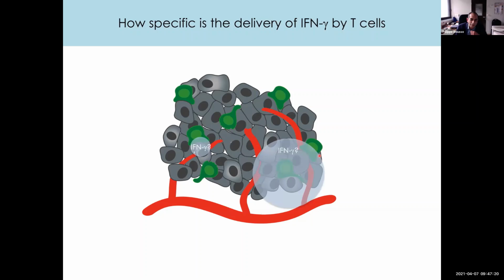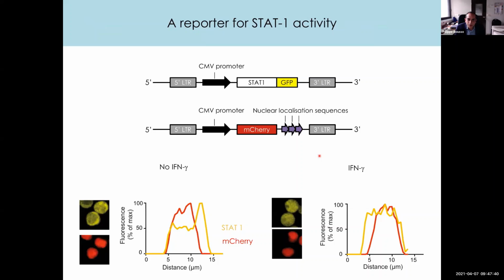A slightly different project, but a kind of related project, we were really interested in understanding how local or widespread this interferon gamma was acting in the tumor microenvironment. And I just want to highlight one of the ways we use to try to ask this question, and this is using a reporter for STAT1. You know, STAT1 is translocated in the nucleus upon interferon signaling. And we use a dual construct that contains STAT1 GFP and a nuclear mCherry to visualize the response of the tumor cells to this cytokine.